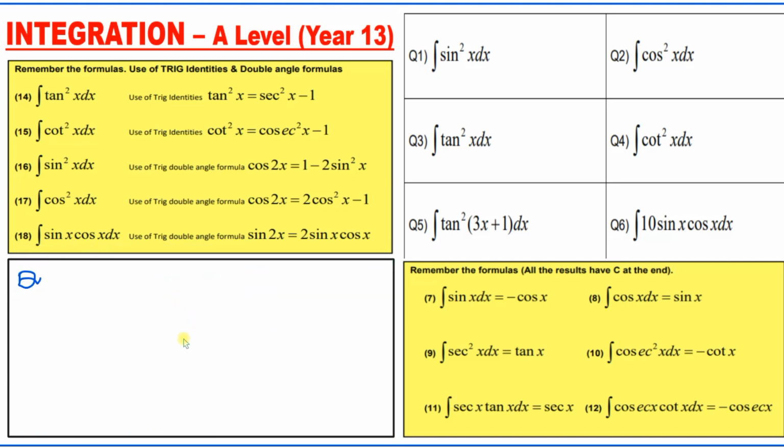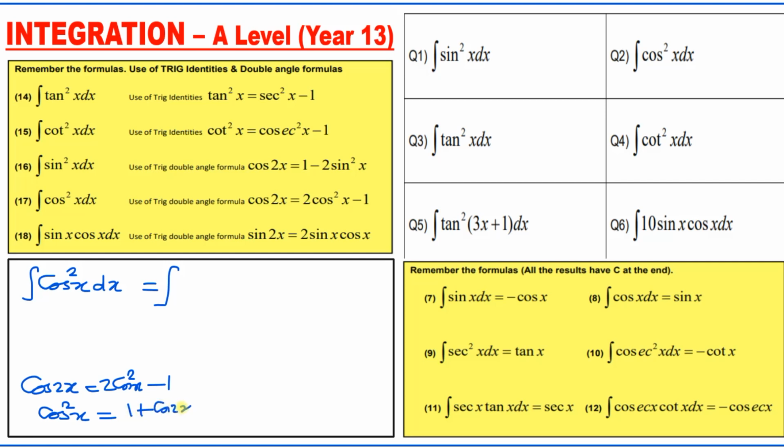Now in your integration, if you happen to have cos squared x, so integrating cos squared x dx, you can change the question using a double angle formula, which is cos 2x equals 2 cos squared x minus 1. You can change cos squared x into (1 plus cos 2x) divided by 2. So you can write this as a half, 1 plus cos 2x, divided by 2.